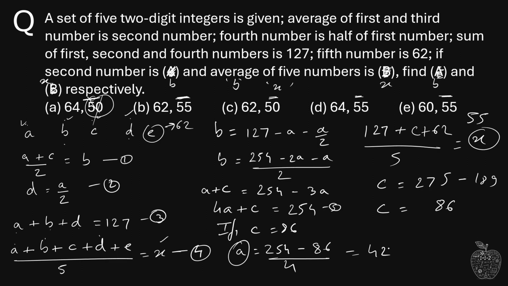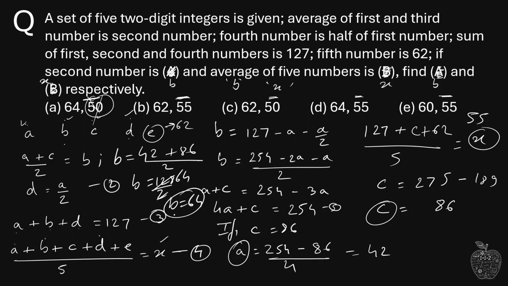Now we have the value of A, which is 42, and the value of C, which is 86. Let's substitute the values for A and C in equation 1 and find out the value of B. So for B, we get A plus C, 42 plus 86, divided by 2. So we get B as 128 divided by 2, which is 64 when assuming X as 55. So when X is 55, B is 64, and that means this relation is correct. So here option D is the correct one.